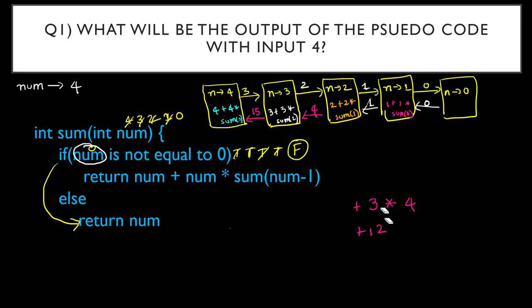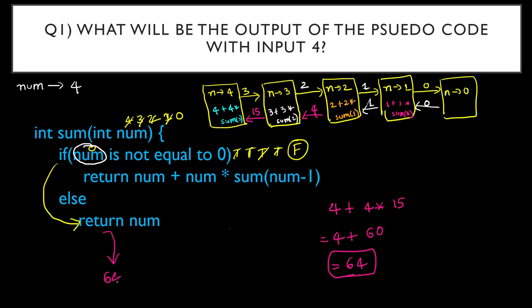Now again this will be computed as 4 plus 4 into sum of 3, which is nothing but 15. So that is 4 plus 15 into 4, and 4 times 15 you're going to get 60. So 60 plus 4, 64 will be the final value of num that will be returned. Okay, so here it will come and return 64 finally.